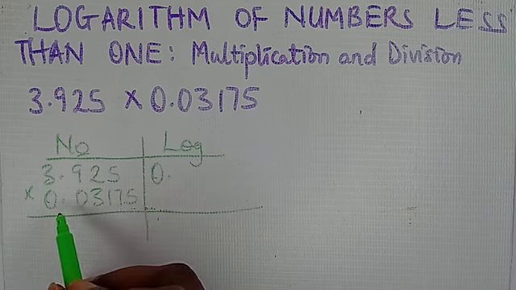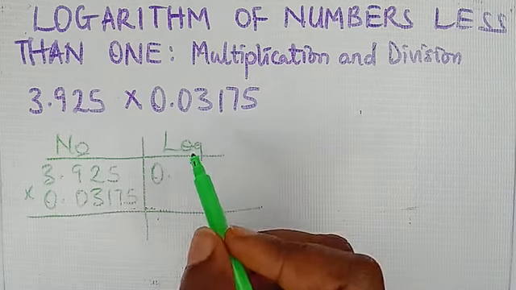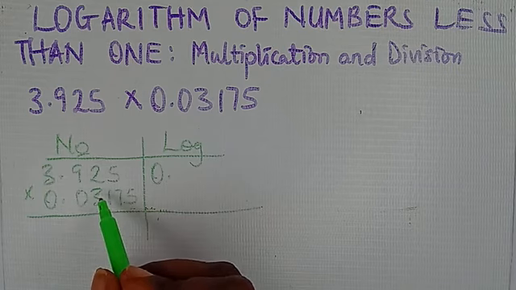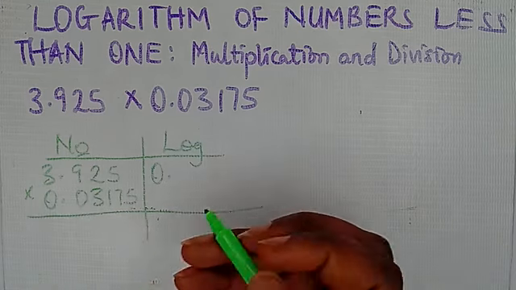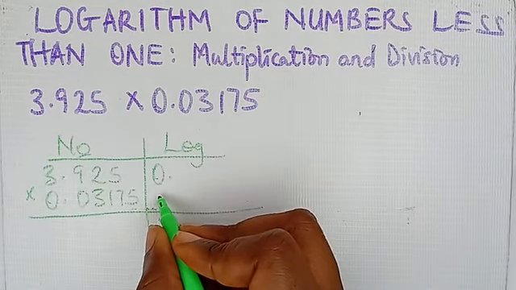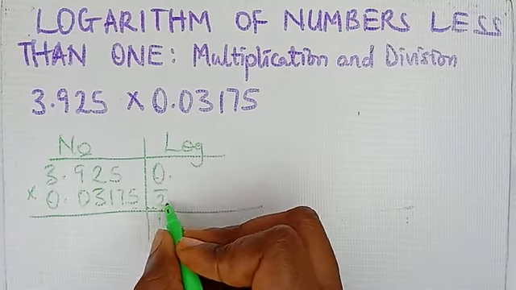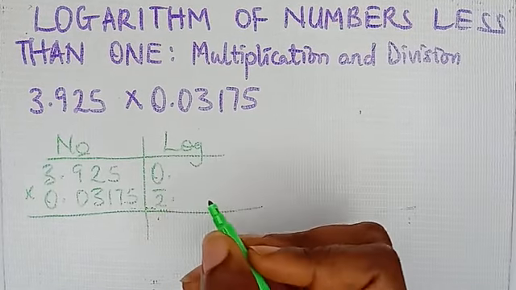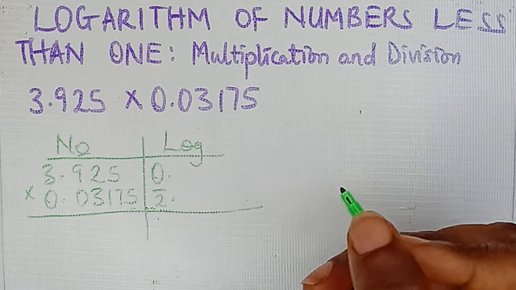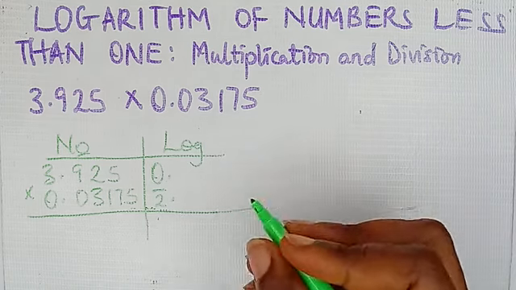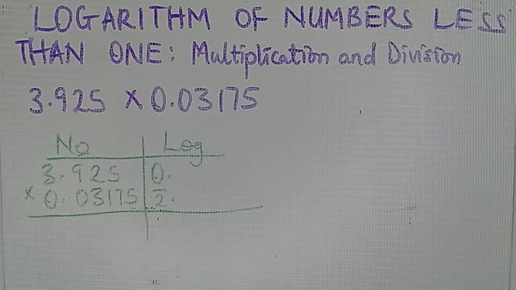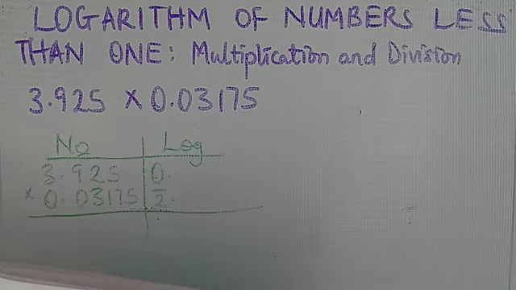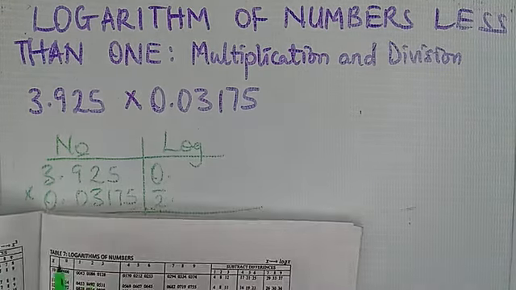For the 0 point something number, we count the number of zeros we can see before the first non-zero number. We have 2, but we are not just going to write 2, we are going to write bar 2, and we treat it like -2.